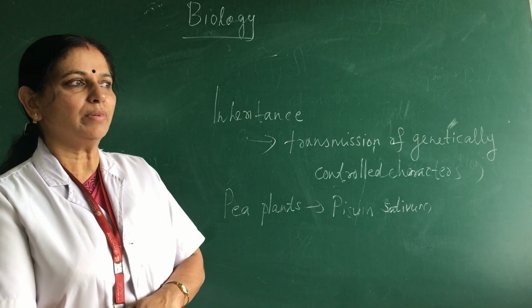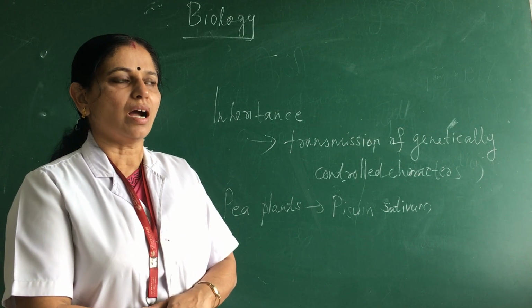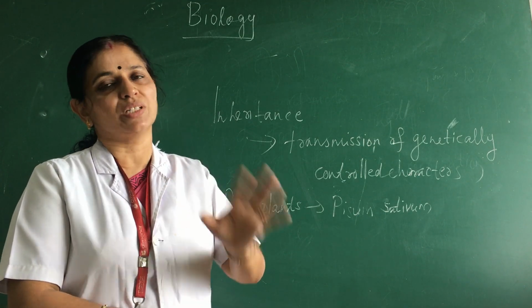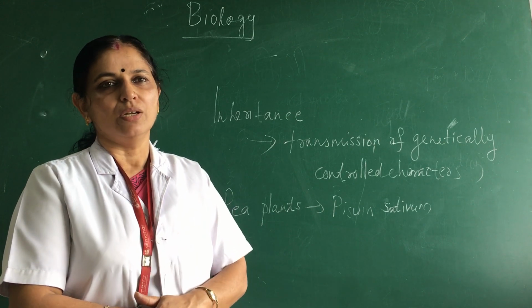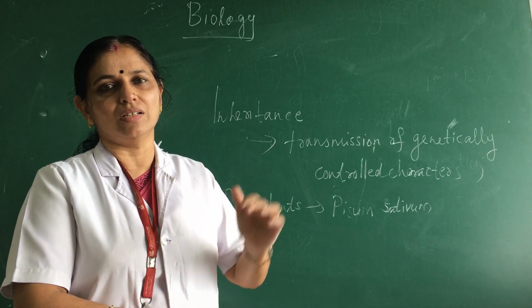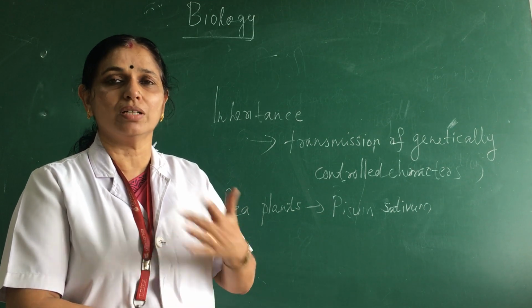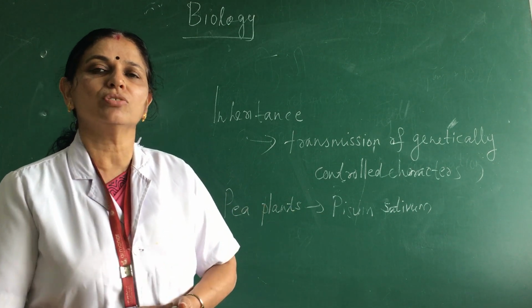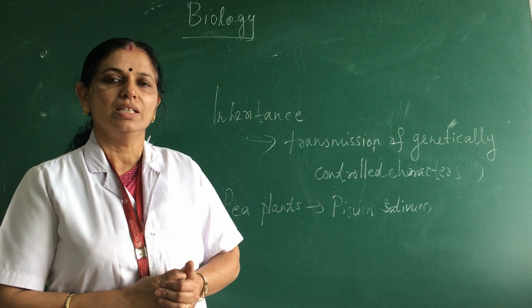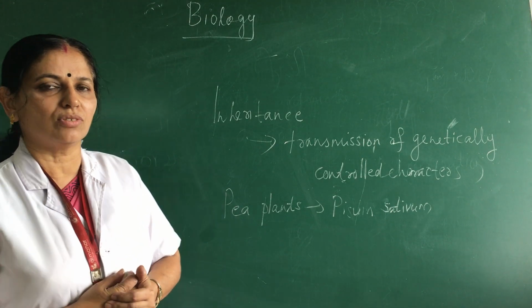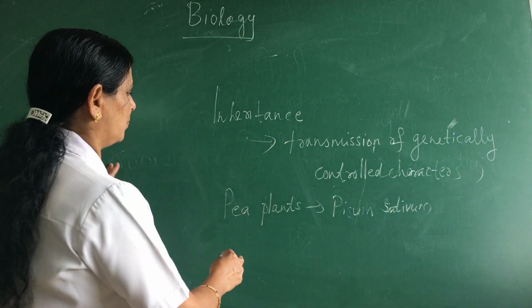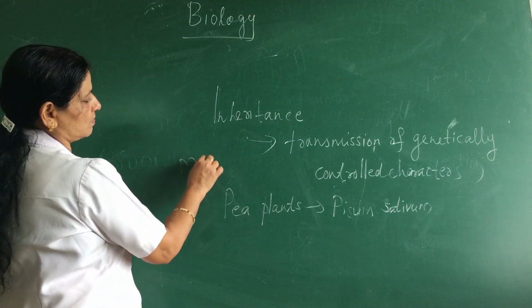The monohybrid cross means a cross involving one pair of traits, that is, one trait. For example, tallness and dwarfness. The parents have one character, that is tallness or dwarfness, and he allowed them to crossbreed and produce the new ones. Such a type of cross is known as a monohybrid cross.